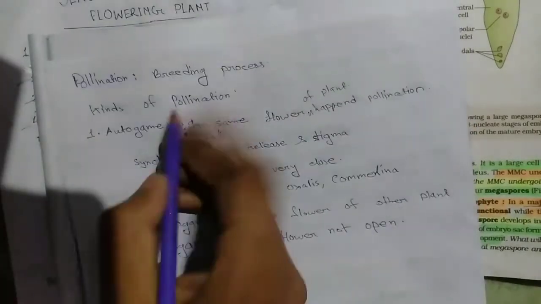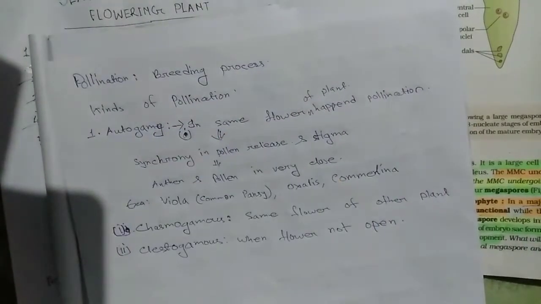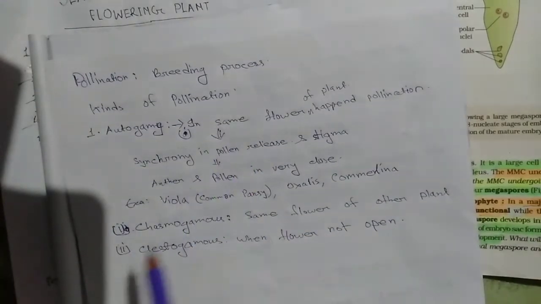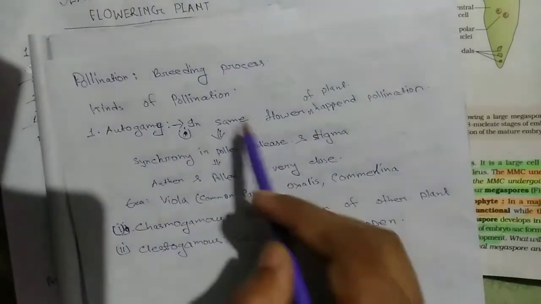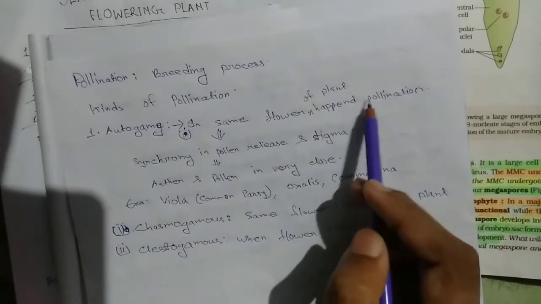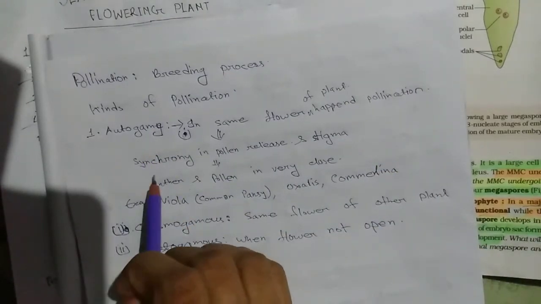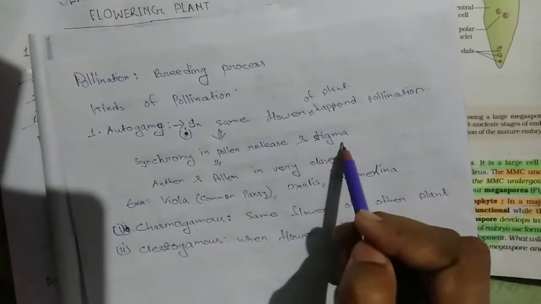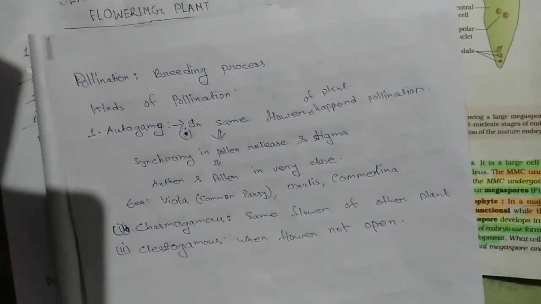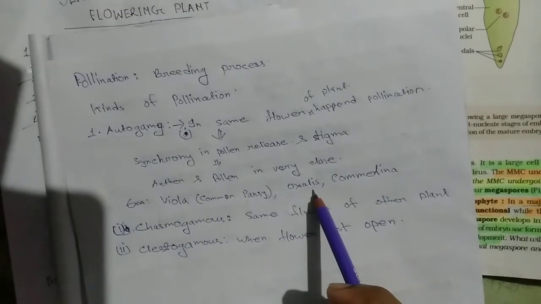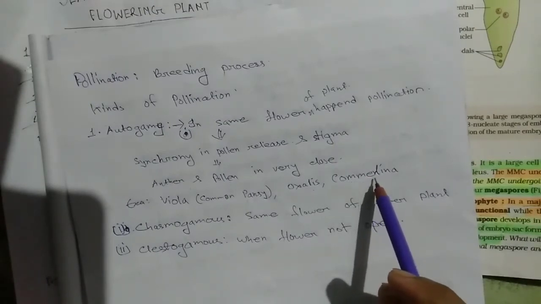Autogamy. When pollination happens in the same flower, this is known as autogamy. There is synchrony of pollen grain release and stigma receptivity; anther and pollen are very near. Examples: viola, common pansy, oxalis and commelina.